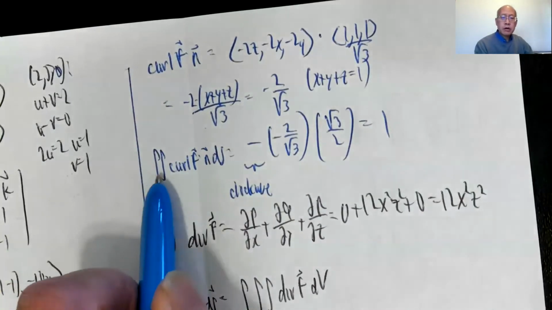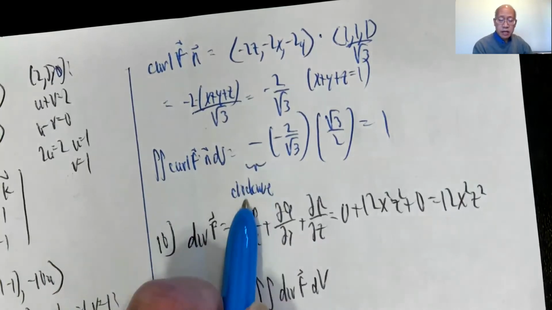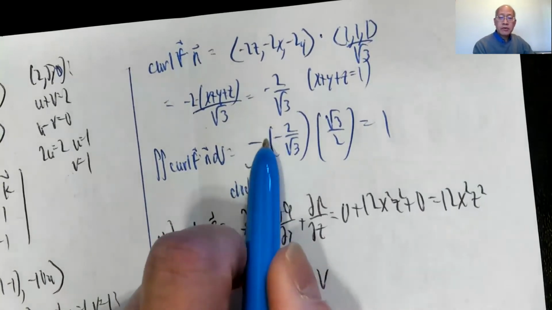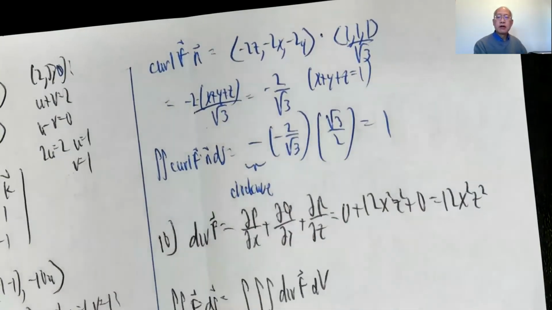So double integral of curl F dot n dS is the negative. This negative here is because it's clockwise. Positive is counterclockwise. And then curl F dot n was negative 2 over radical 3. dS is radical 3 over 2. These all cancel out. Final answer is 1.